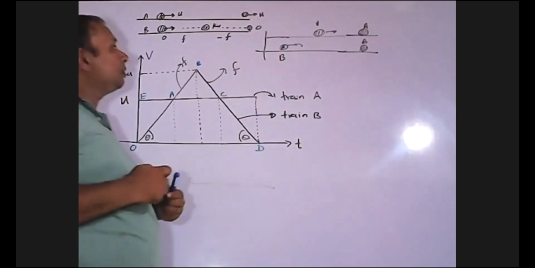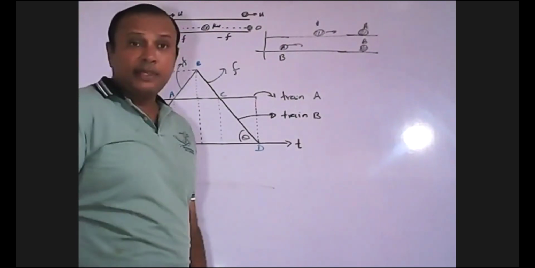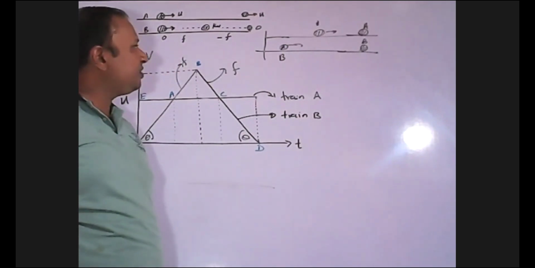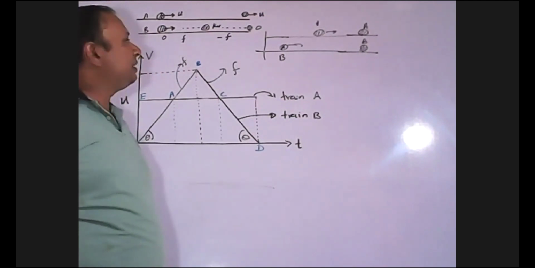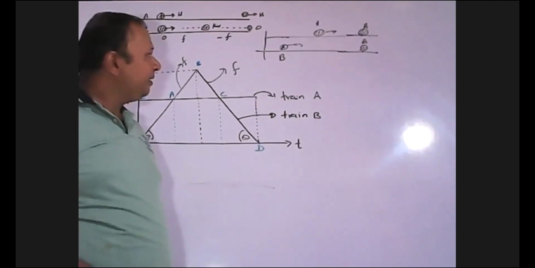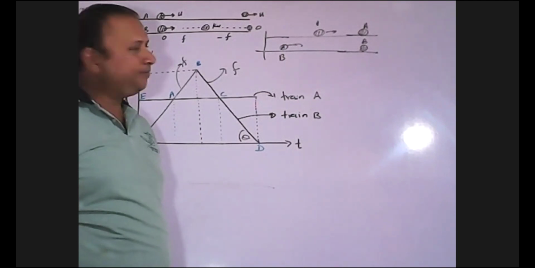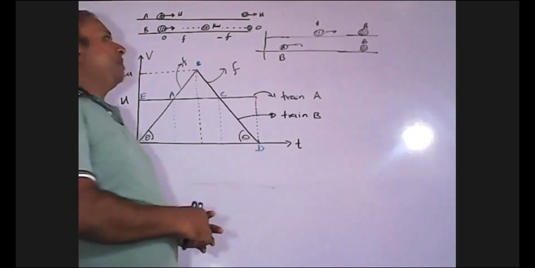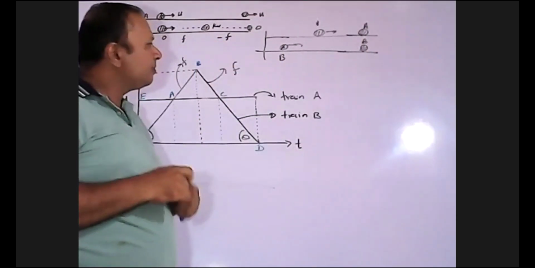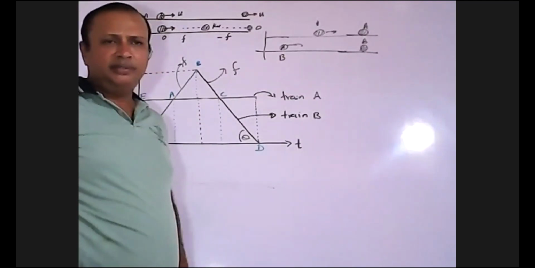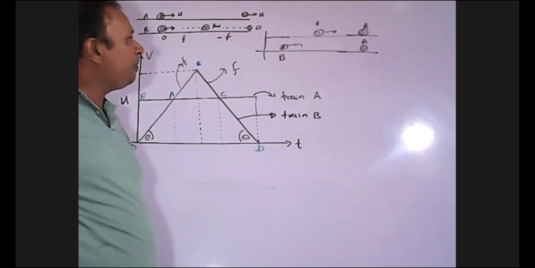B overtakes A, because B has an acceleration. But A doesn't have acceleration. It has a constant speed only. Therefore, due to the acceleration of B, B can pass A after some time. Okay. When B passes A, tell me, so what is the requirement? What is the requirement to be fulfilled when B passes A?